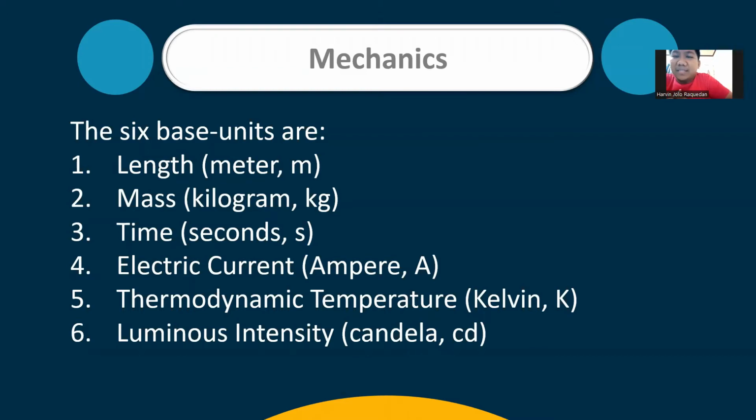The electric current, or the ampere, has a symbol of A. The thermodynamic temperature, or the absolute temperature, has a unit of Kelvin, denoted by the capital letter K. And the luminous intensity, candela, has a symbol of cd.